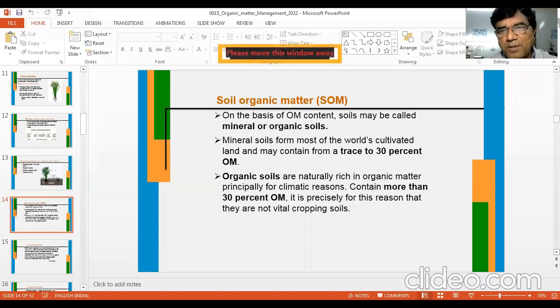People have done some experiments, and soils containing about 6% organic matter are the best. Of course, soils with 2 to 3% organic matter are also good. It is difficult to find mineral soils which have 6% organic matter, but just for the sake of research, people have done it.